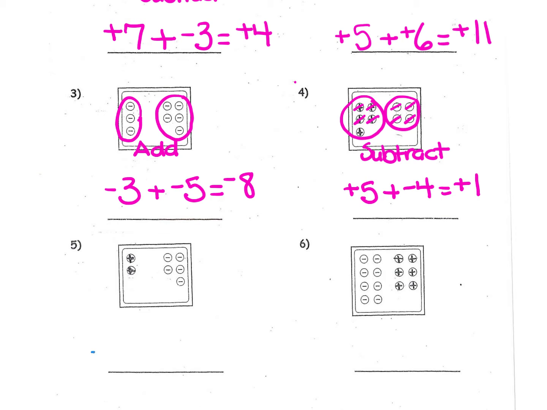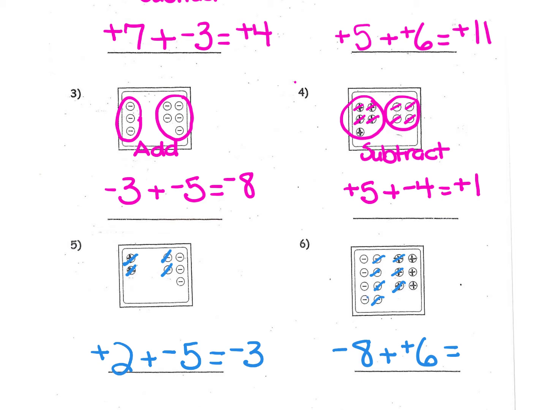You should have gotten a gain of 2 plus a loss of 5 equals a negative 3. Remember, we subtract the 0 pairs. And then for number 6, you should have gotten a loss of 8 plus a gain of 6. When you take away or subtract the 0 pairs, you're left with a loss of 2, or a negative 2. Give yourself a C if you got both of those right.